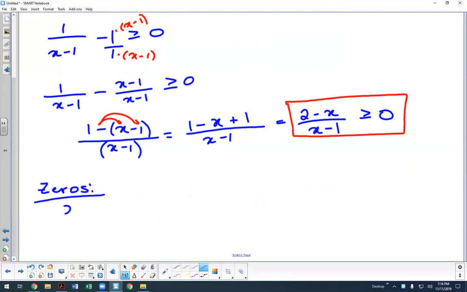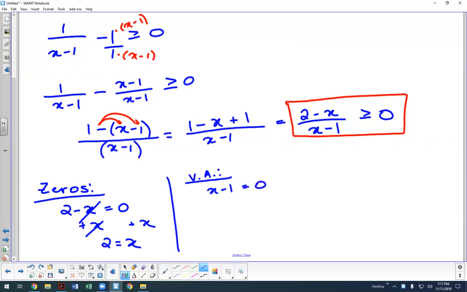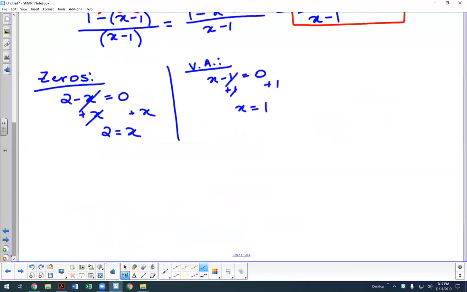So that's going to be taking the numerator and setting it equal to 0, which, making my x positive by moving it to the other side, gives us x equals 2, right? We'll get the vertical asymptote from the denominator, so that's x minus 1 equal to 0. Move the 1 to the other side, and we get x equals 1. So zeros from the numerator, vertical asymptote from the denominator.